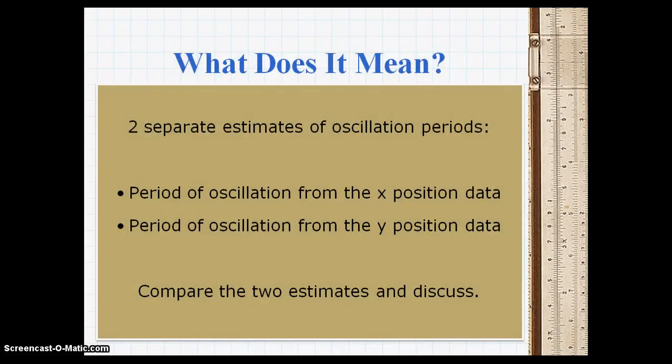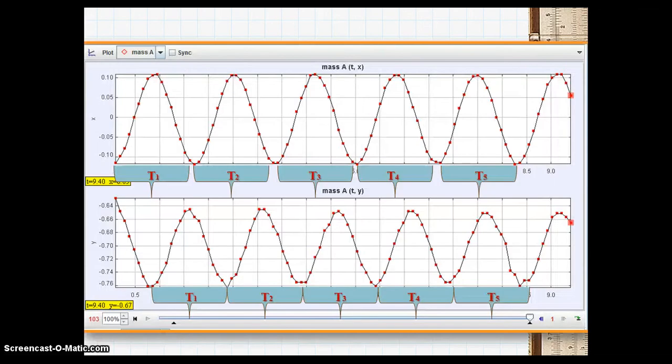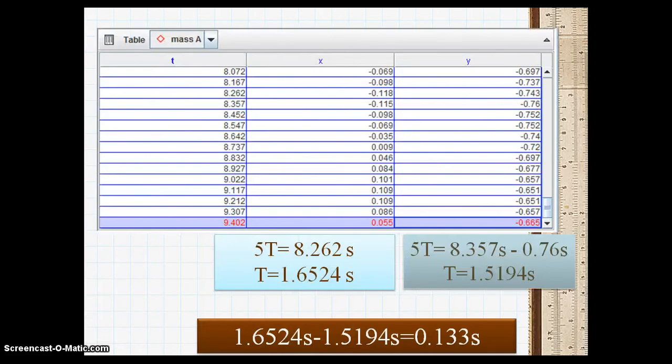What does it mean? Here we are asked to compare the oscillation periods using x and y positions. A period is simply the time it takes to complete one cycle, or from crest to crest or trough to trough. I simply took the last time measurement, which corresponded with the x or y position, and divided it by 5 to get the period. The reason for the 0.133 difference between the two periods could be the gravity's effect on the motion in the y direction.